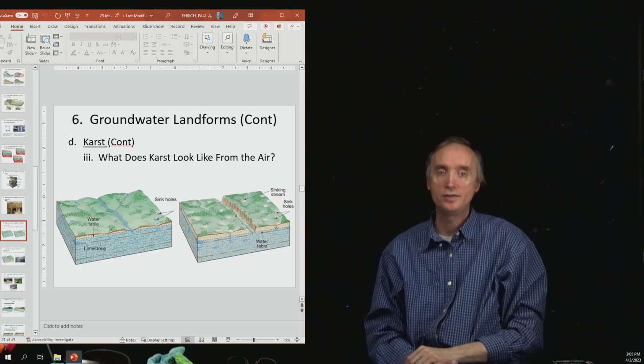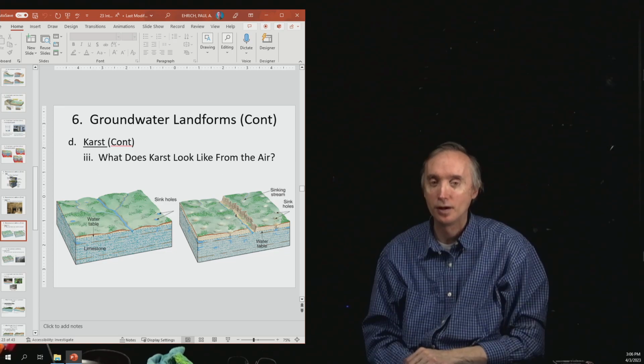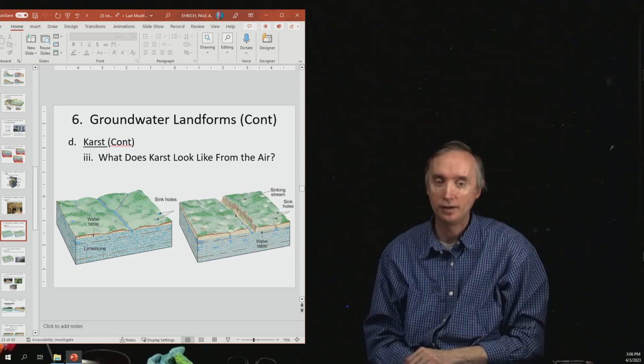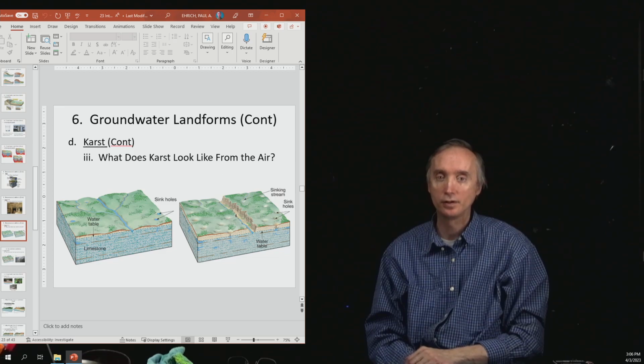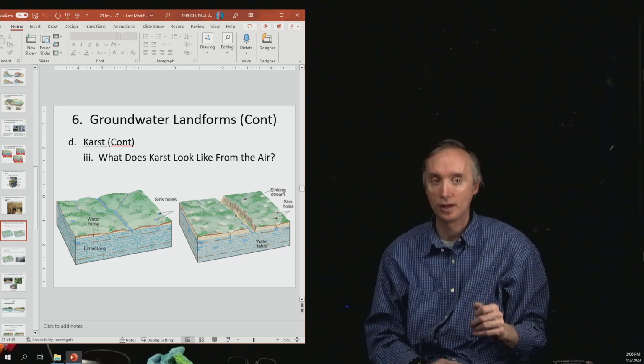Okay, so it's pretty easy to recognize a cave when you're inside the cave. But the question is, how do we recognize the presence of caves from the air? The first picture on the left shows what it's going to look like as long as that cap rock is in place.